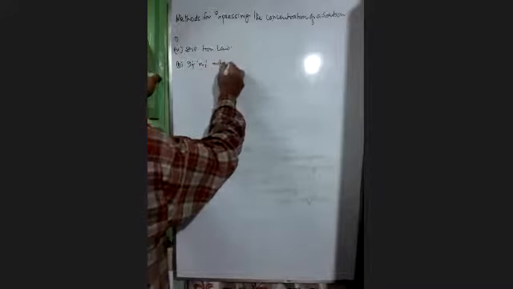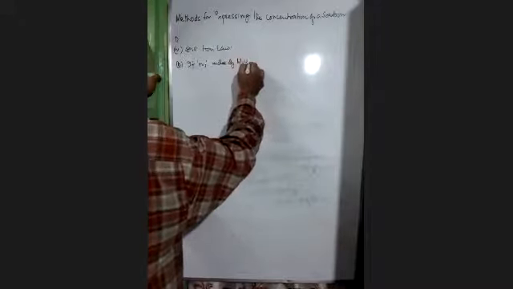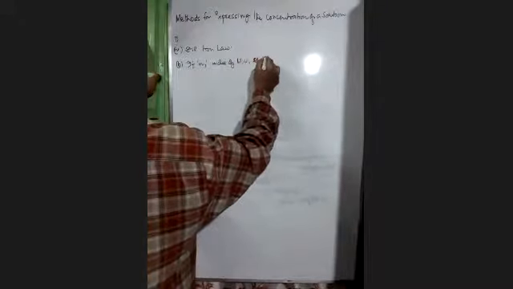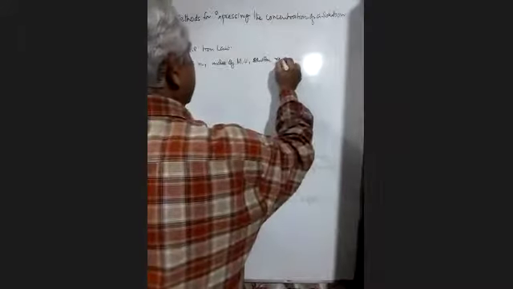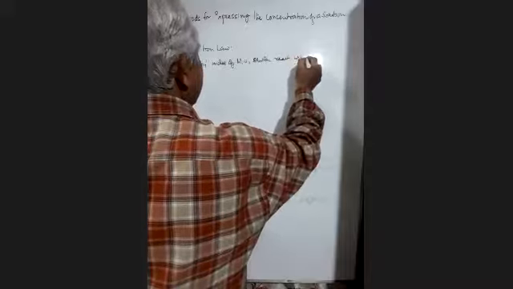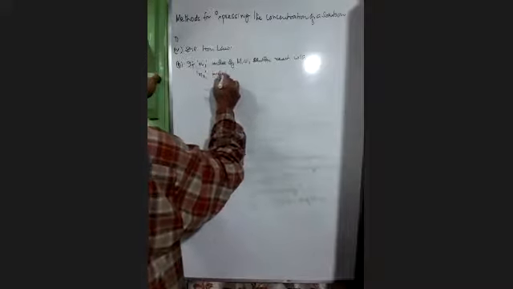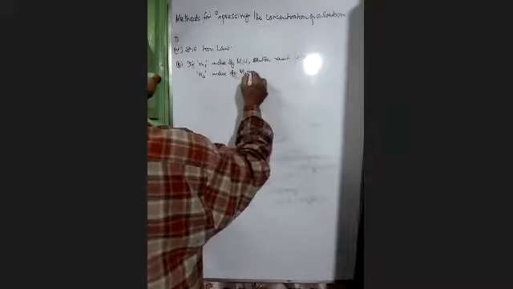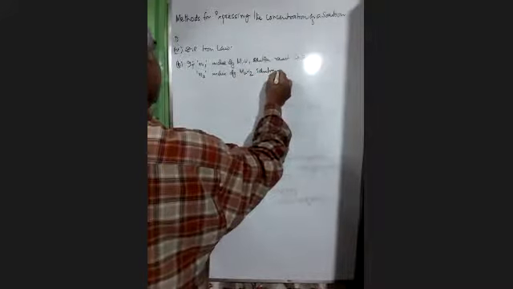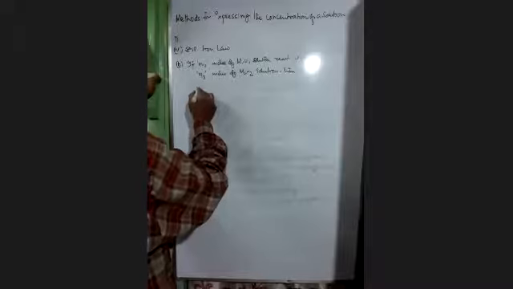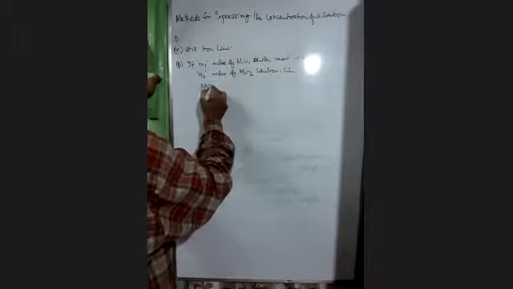If N1 moles of M1 V1 solution react with N2 moles of M2 V2 solution, then we'll find M1 V1 by N1 will be equal to M2 V2 by N2.